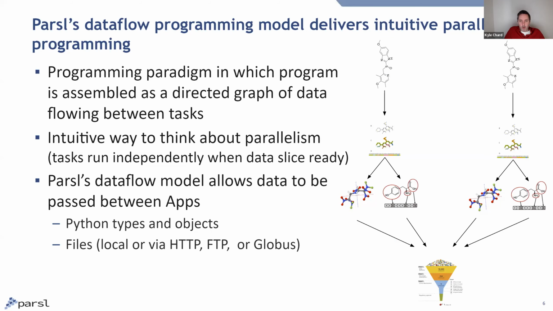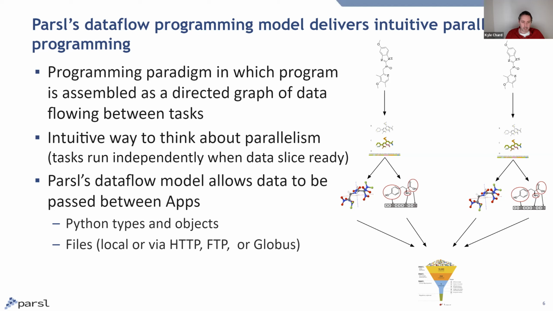So as I said before, we think this data flow model provides a really intuitive way of assembling parallel programs, because effectively what you're doing is building up this DAG, directed acyclic graph, of data flowing between these invocations. And so we've found from working with hundreds, maybe more, of researchers that this resonates in terms of how they understand the types of analyses they'd like to be able to build. The data flow model works in two ways. It works natively with Python objects, or any sort of Python data being passed between these apps, and also with files, where files can be local if you're running on a large cluster, or they can be accessible via HTTP or FTP, or they can be movable via Globus.